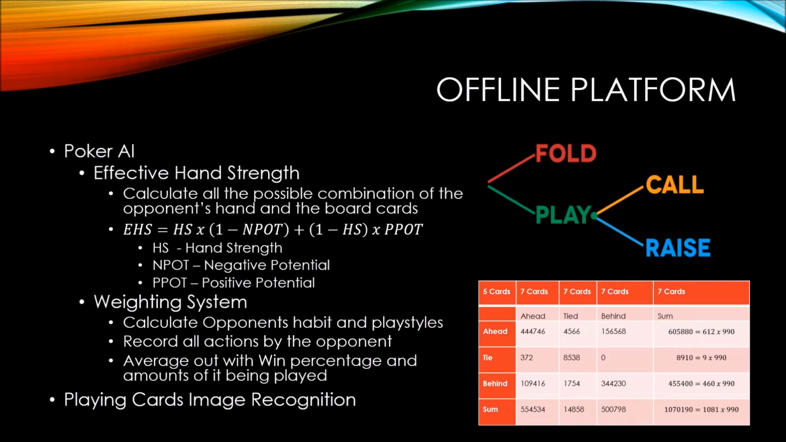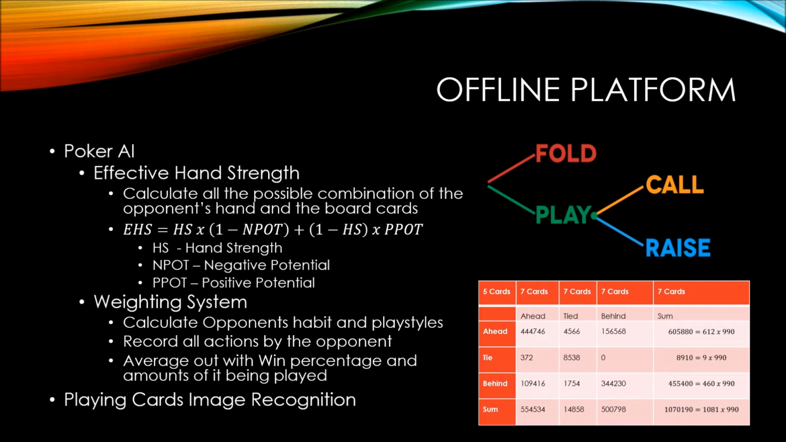With the offline application, the main function is the AI poker. So the way this AI poker operates is through two calculations. The first calculation is the effective hand strength, which calculates all the possible combinations of the opponent's hand and the cards on the board. Adding all these together, it will give us a close estimation on how strong the bot's hand is and can act accordingly.